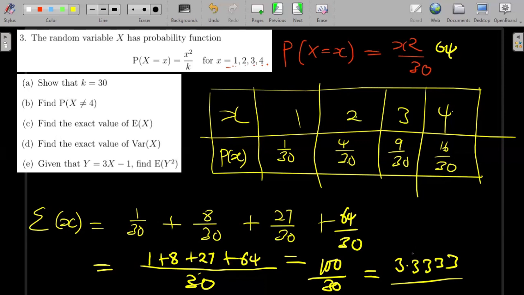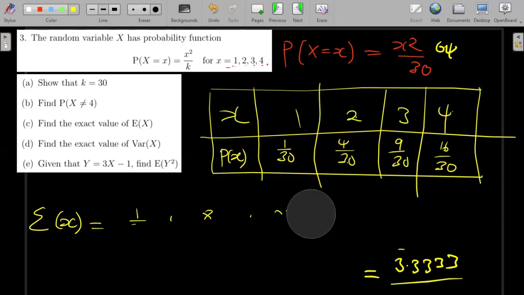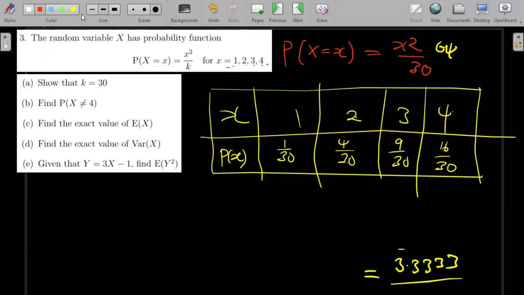And then now we are asked to find the variance of x. So the variance of x, it means we need the expected value of x squared. So we'll keep this expected value of x somewhere. So we're going to say expected value of x is equal to 3.3333. And then now variance of x is the same as the expected value of x squared minus the expected value of x, and then squared.